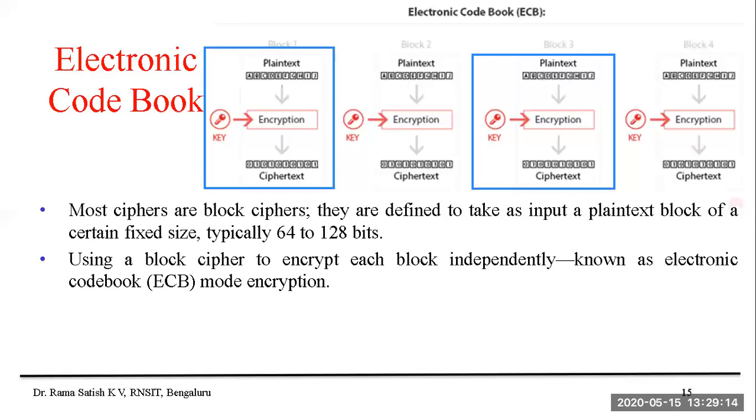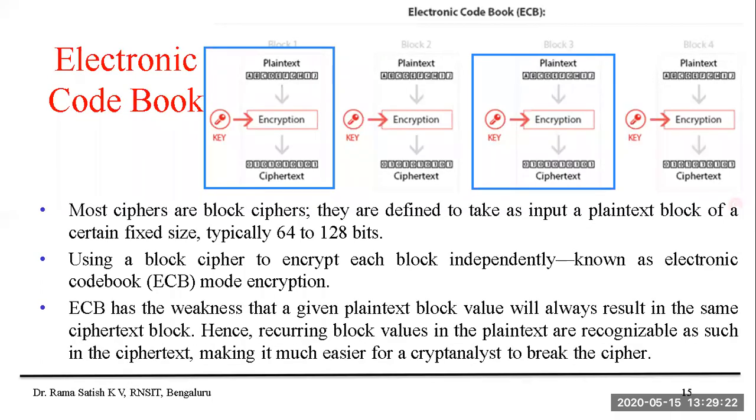This is a mode in cipher. The same type can be applied for any set of text. But ECB has a weakness. What is that weakness? A given text block value will always result in the same cipher block. Always the same cipher block.